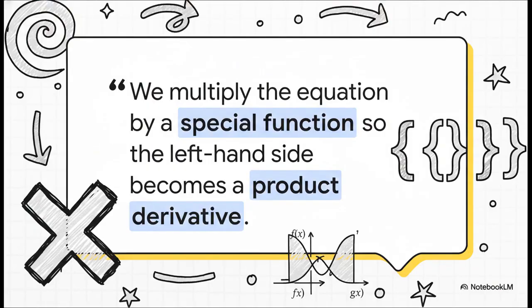So here's the big idea, the master plan. We are going to multiply our entire equation by a very cleverly chosen function. Let's call it I of x. And we're not just doing this for fun. It's a strategic move designed to make the left-hand side of our equation morph into something that we actually recognize from calculus, something we can solve.